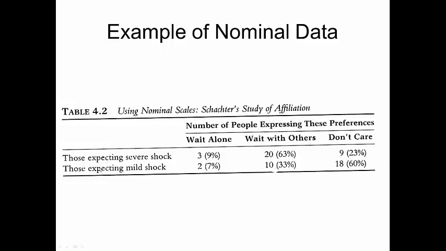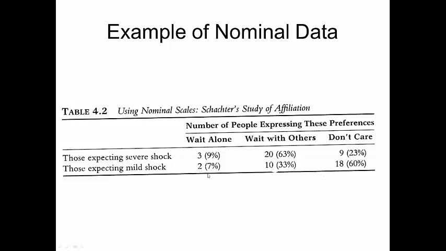All right. And then here you see those expecting mild shock. So once again, you've got 60%, 18 of them, did not care in this case, and then 10 out of the total of 30 people in this condition, and that would be 33%, and then 7%.